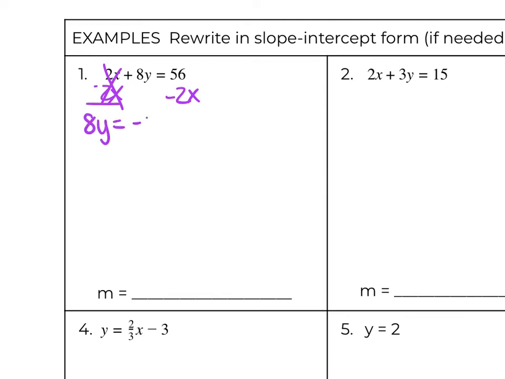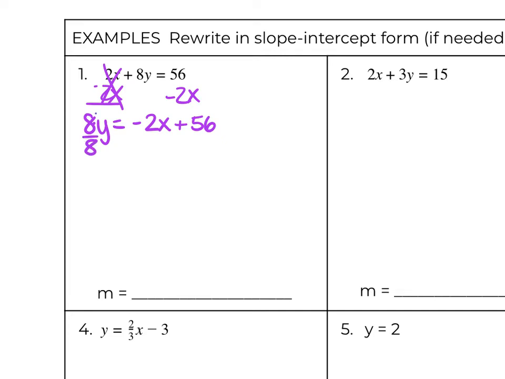I always put the x in front because that's more of slope-intercept form, okay? Is that 56 positive? Yeah. So I want to put plus 56. Now what will I do with the 8? This means 8 times y. So I have to do what? How do I move the 8 to the other side?